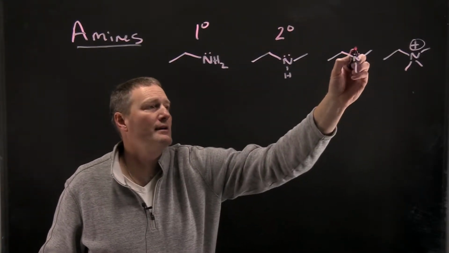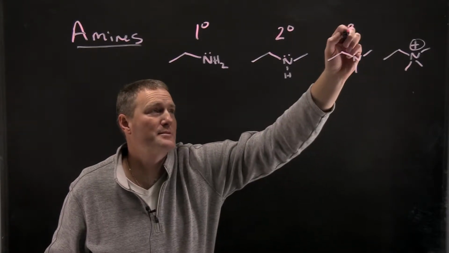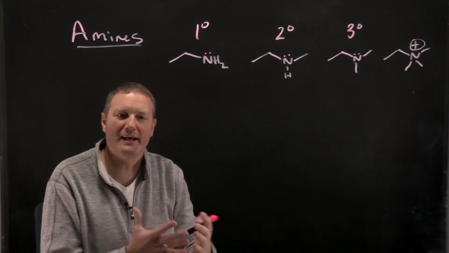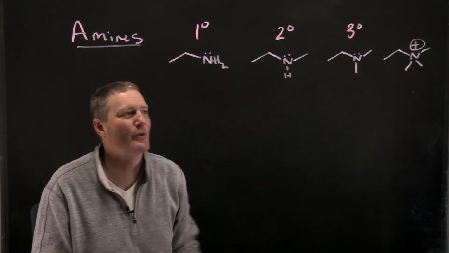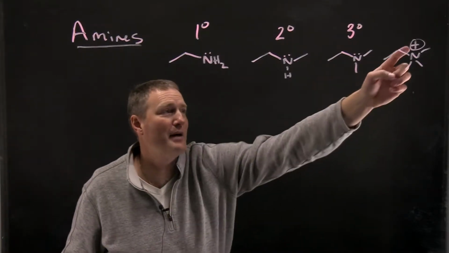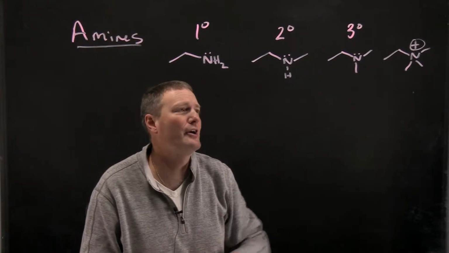Likewise, this one here, it does have two methyl groups and an ethyl, so it's got three carbon substituents. This is called a tertiary. And also amines can go to this sort of structure where we actually have four carbon groups attached. Notice now, this has a positive charge. These are a little bit rare, but they do occur.